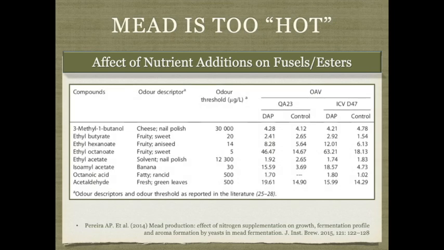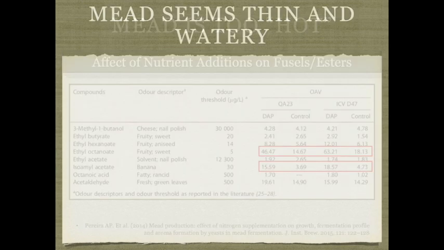Nitrogen additions can affect some of these. So if you're doing a nutrient addition, you can mitigate how high it is, and sometimes you can actually increase. If you use too much nutrients, you can actually increase fusels and esters as well. So that can be a good thing for some of the pleasant ones, like the isoamyl acetate and the ethyl octanoate, but for other situations, it can help minimize it.